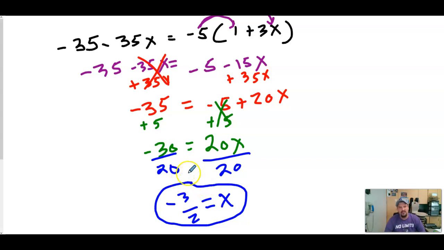And there you go. So that's how we deal with equations when they have variables on both sides. Make sure you simplify if you can. Make sure you get all the variables on one side of the equation, and then go ahead and solve like we've learned previously.